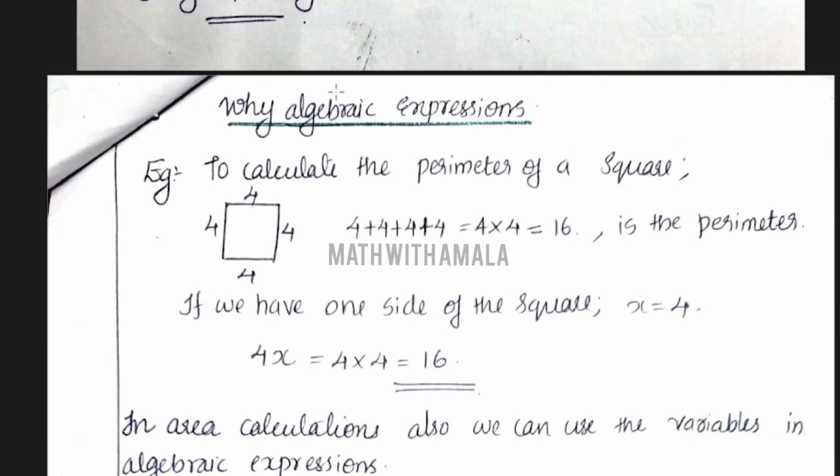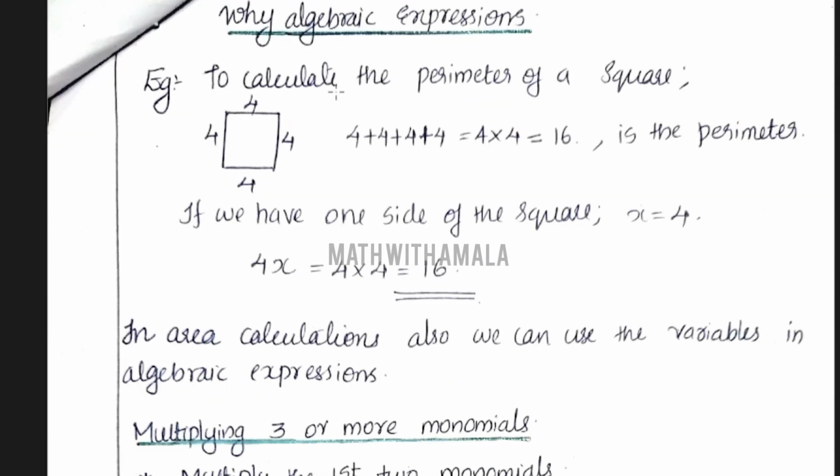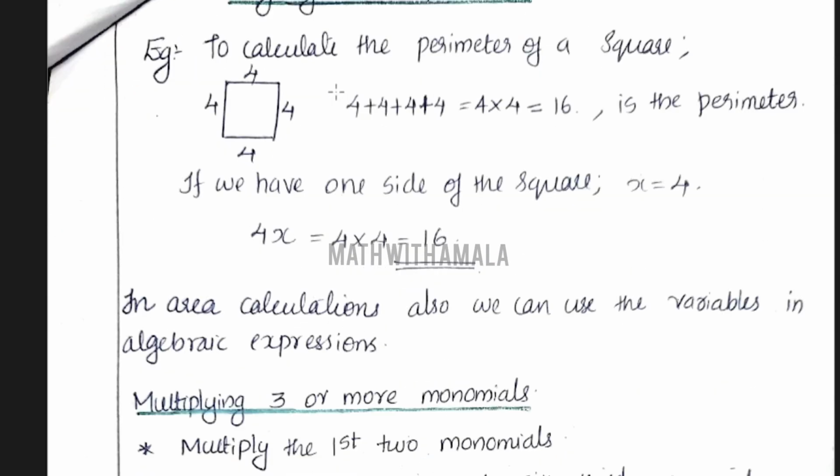Why algebraic expressions? Example: to calculate the perimeter of a square, you can use the algebraic expression, like the perimeter equation.